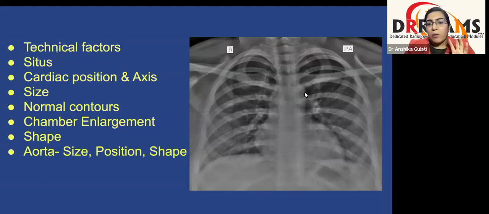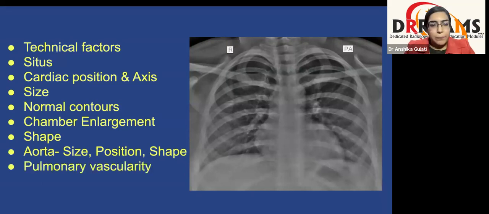Then we have to comment about the position of the aortic knuckle. Normally it is on the left side. If it is on the right side, you have to comment about it because that can be associated with congenital heart diseases, most commonly being TOF, tetralogy of Fallot, and also about the shape of the aortic knuckle. For example, you can see figure of 3 appearance in cases of coarctation of aorta.